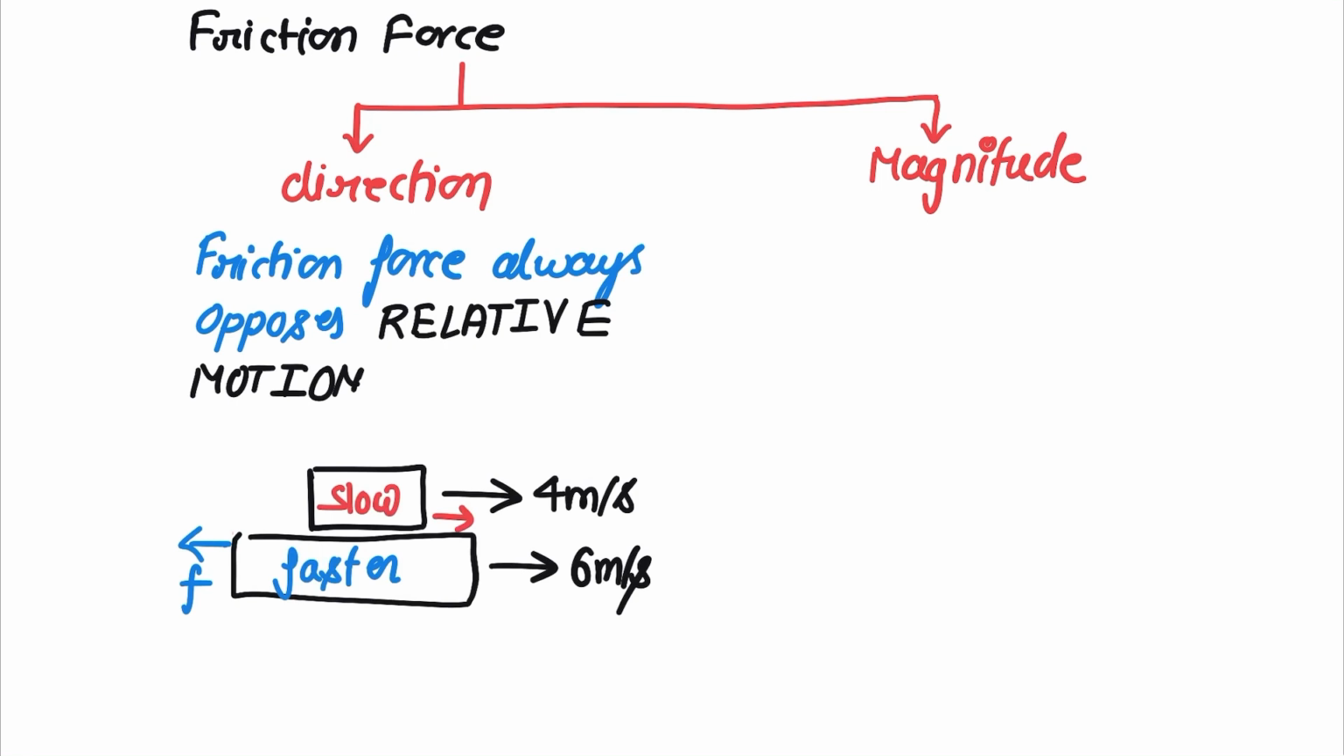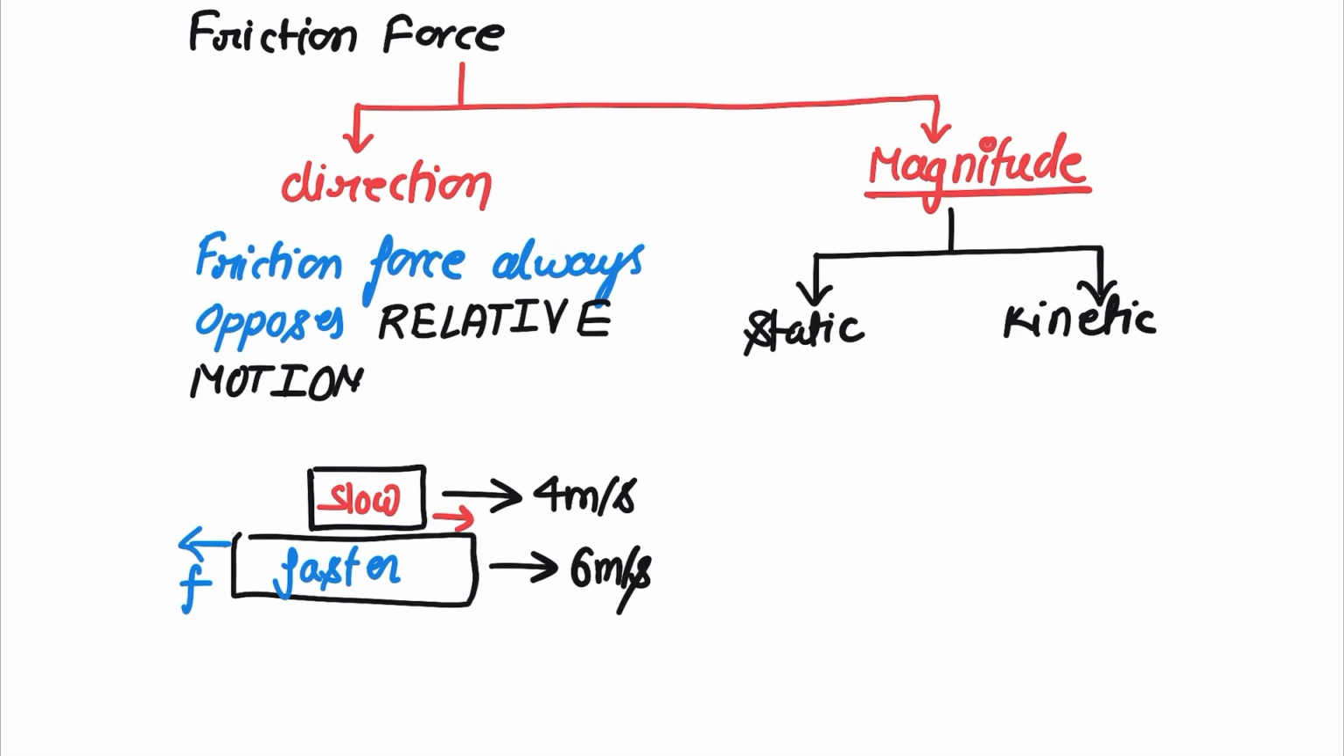Now, after this, we will talk about the most important point, which is the magnitude of friction force. The friction force comes in two types. This is going to be static friction and kinetic friction. Now let's talk about their magnitude.